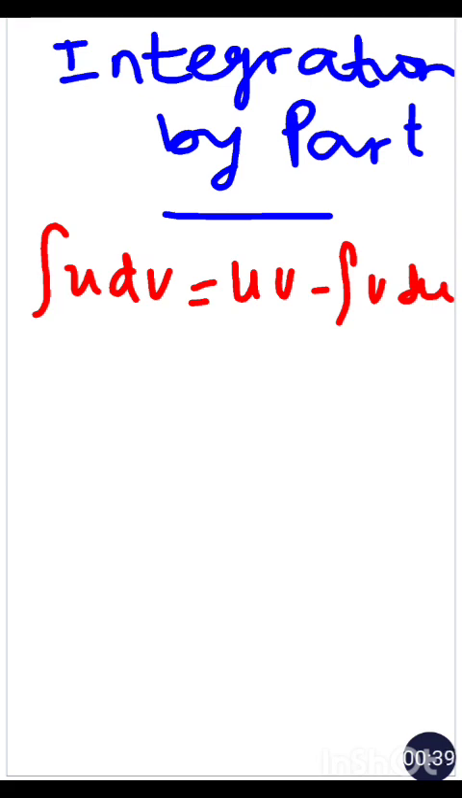Now, if you have two functions and the integral is written as u dv, it means you will differentiate u, then dv, you will integrate to obtain your v. So we are saying that the integral of u dv is uv minus the integral of v du. Let's illustrate this with an example.